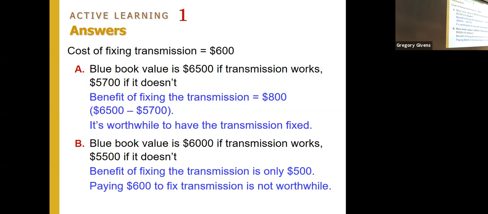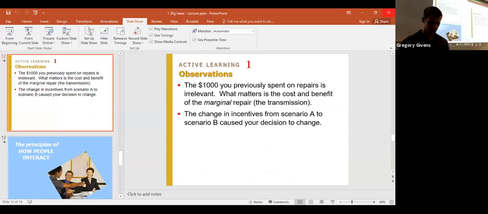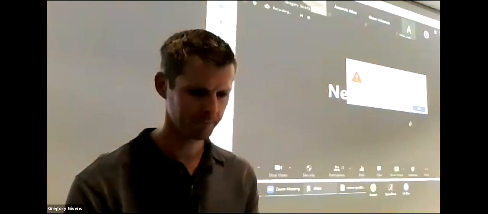That's how economic decision makers behave, by weighing marginal costs and benefits in order to optimize their consumption or their income or whatever. All right, you guys have any questions about that one? No? Moving right along then.